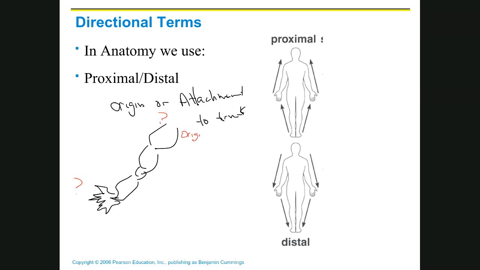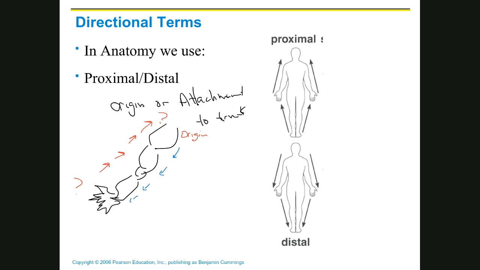So these two words, remember? Proximal, close to the origin. Distal means far from. So if I move this way, which way am I moving? Proximally or distally? I'm moving proximally. What if I move in this direction? Which way am I moving? Proximally or distally? Distally.